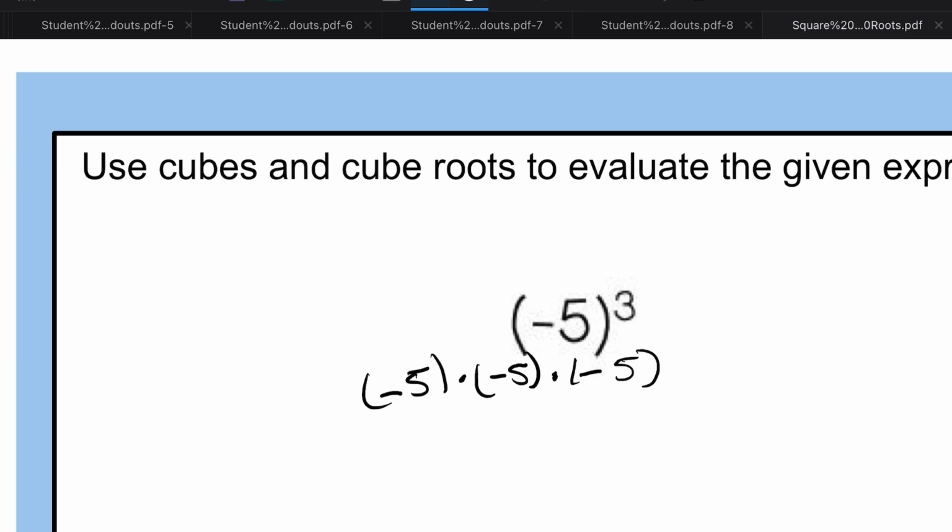So here we get negative 5 times negative 5 times negative 5, which is going to be 25 times negative 5, which would equal negative 125. So that's how we could break it down if we needed to. If you have an odd number of negatives, your answer is going to be negative. If you have an even number of negatives, your answer is going to be positive.